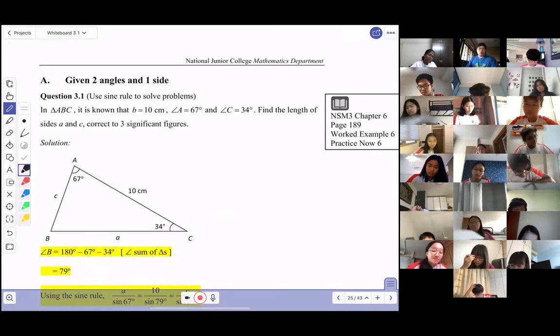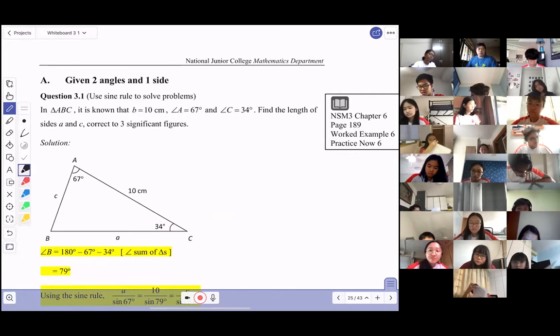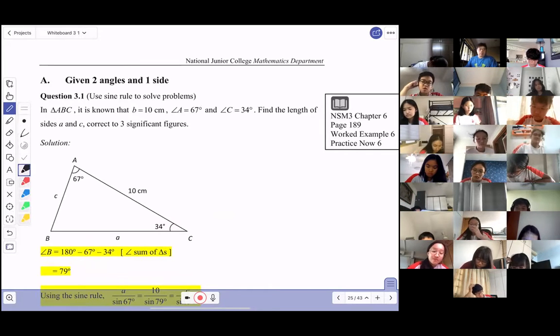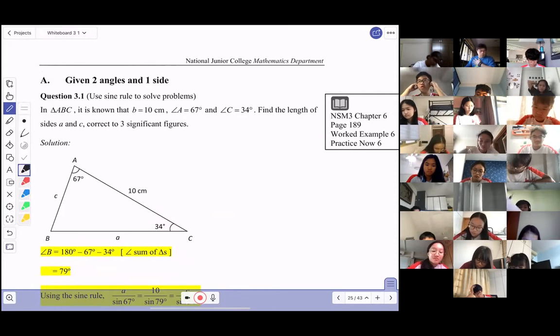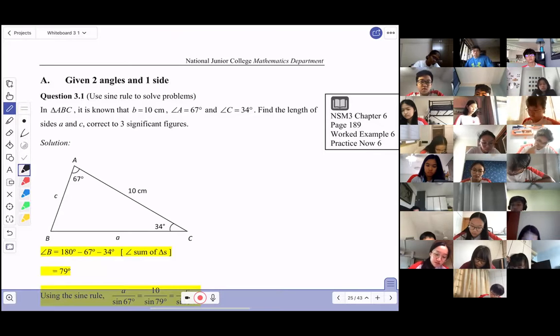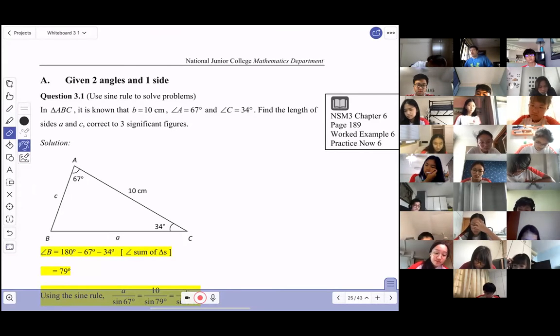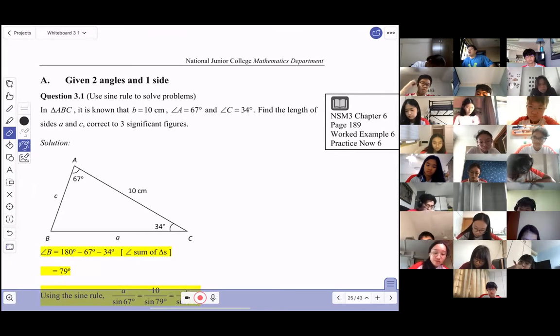So just help me look at question 3.1. Very easy one. This topic is very easy, not hard to follow. If at any point of time you are lost, you just let me know. I can repeat my lesson again.